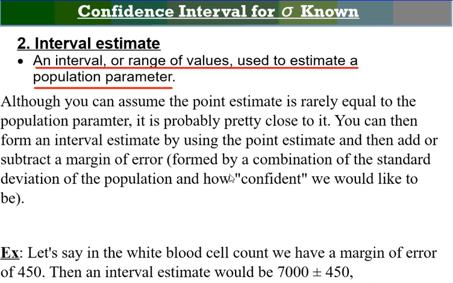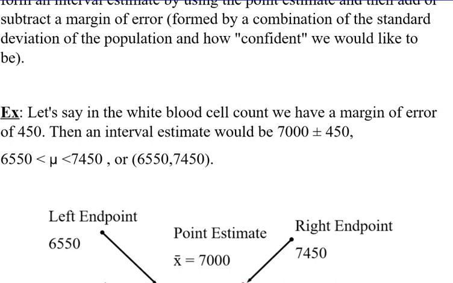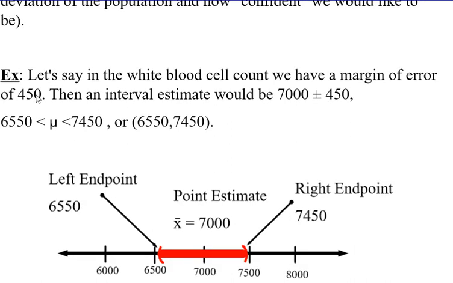We find that by combining the standard deviation of the population, if we know it, and how confident we would like to be. This confidence is going to be related to z-scores and the normal curve that we used before. So for example, let's say in the white blood cell count, we have a margin of error of 450. That means we want to go 450 above and 450 below. Then our interval estimate would be 7,000, give or take 450. So we would estimate that the population parameter is somewhere in between.